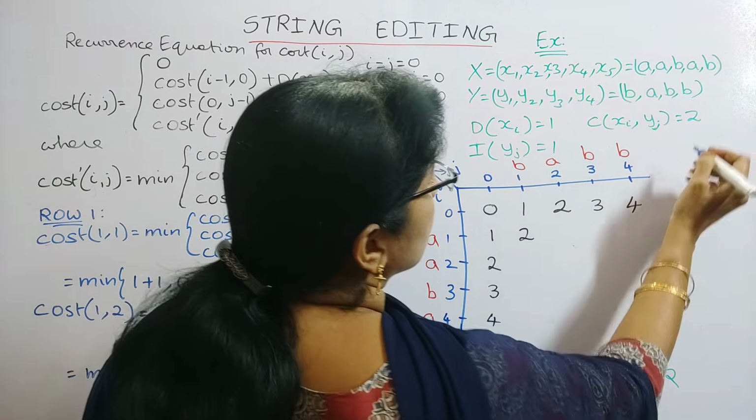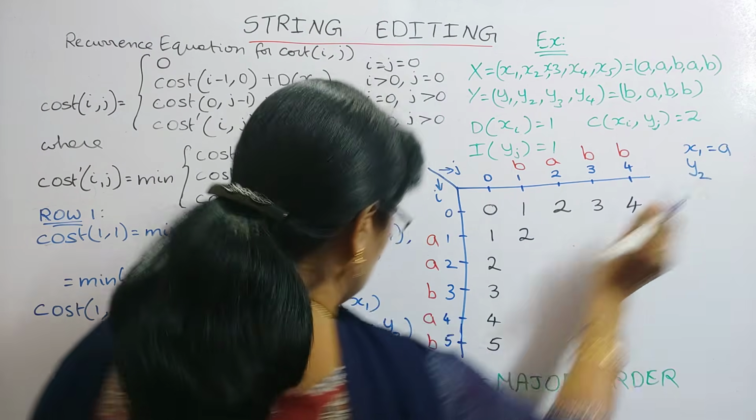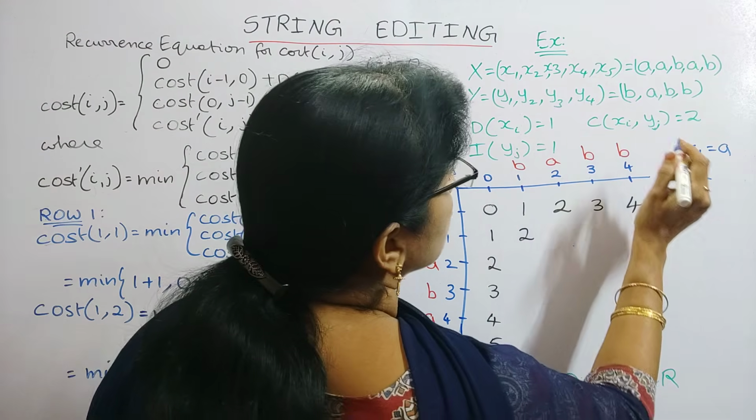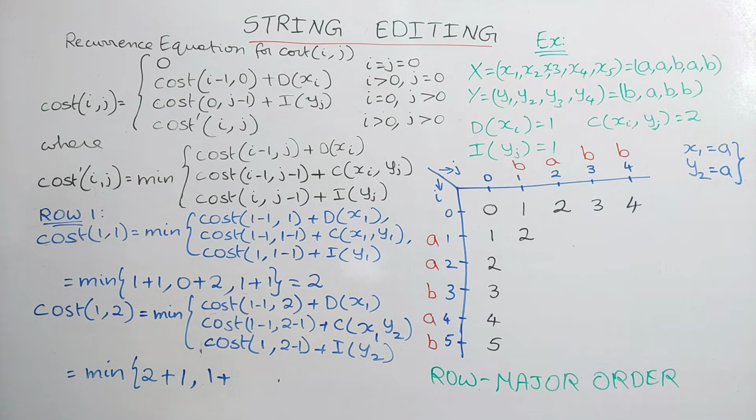So here what is x1? Here x1 is a and y2 is here a. So here both the symbols are same. So is there any need to change x1 to y2? Because both are same, you need not use the cost for changing xi to yj. That is x1 to y2, since both the symbols are same.